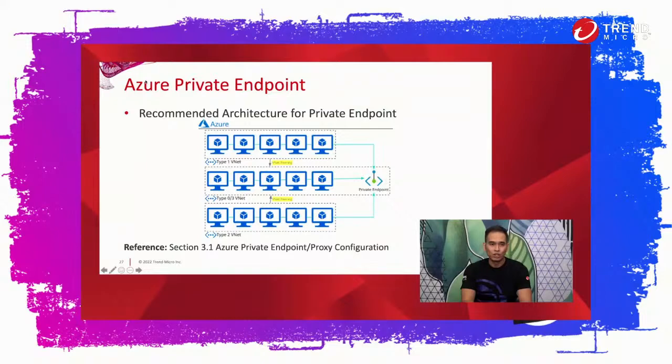This is basically for the Azure private endpoint. This is the recommended architecture for private endpoints running on Azure. Same things here: one private endpoint is required per Azure account. You can create the private endpoints in one VNet. Other VNets will be peered to this VNet hosting the private endpoint, so as to allow communication between our Cloud One servers and the VNets.